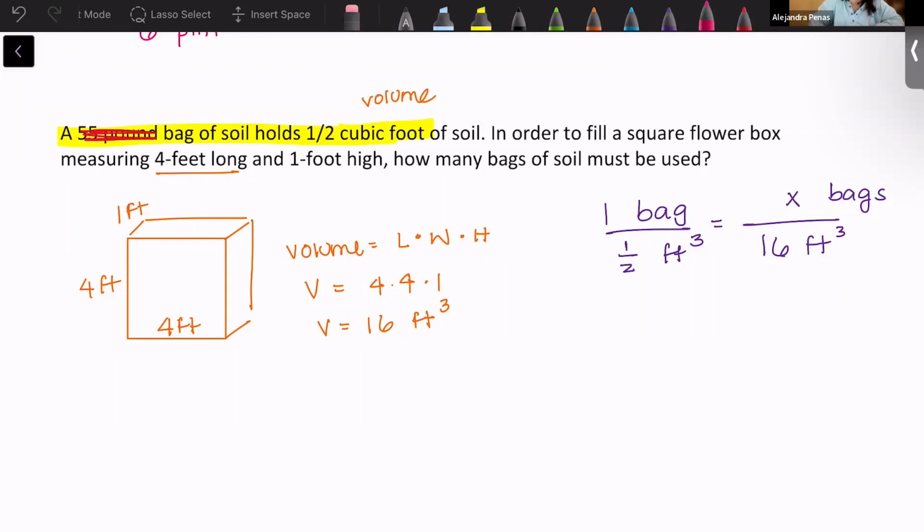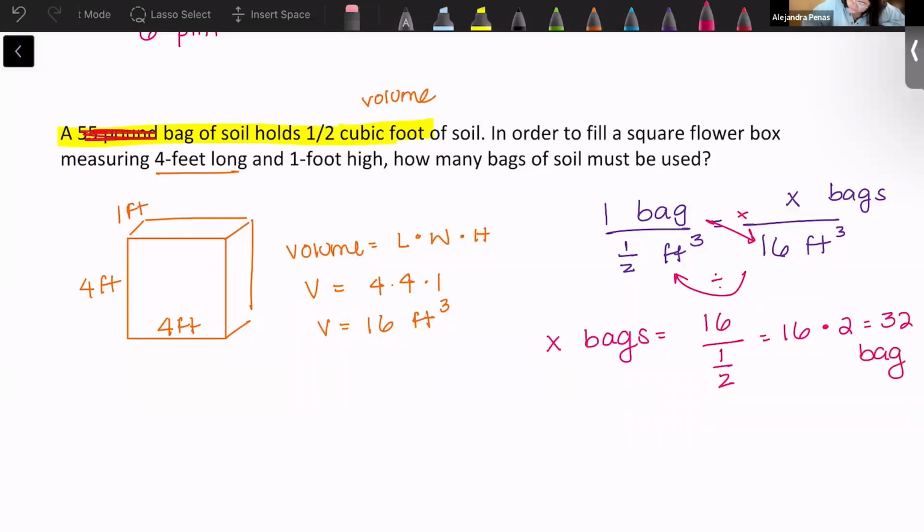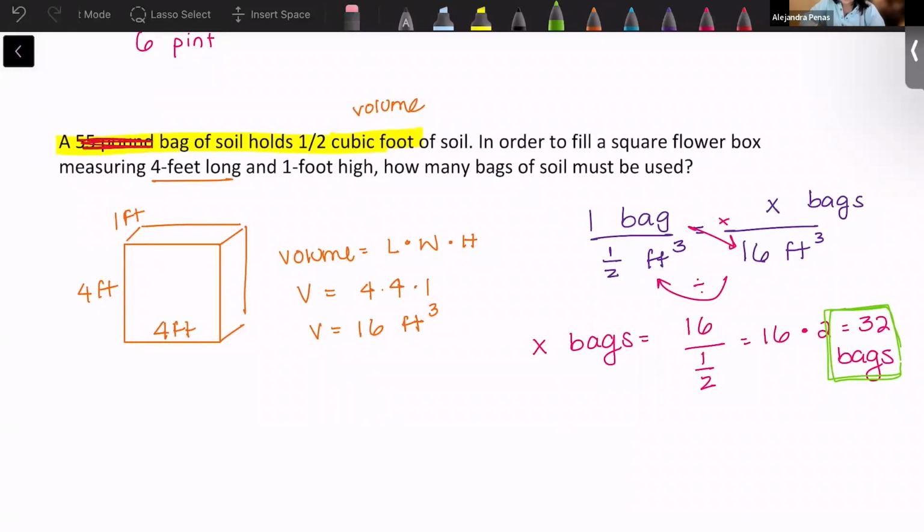So with our proportion, we're going to go ahead and cross multiply and divide. And yes, you do have the choice of changing that 1/2 into a decimal if you want to. It's going to be the same answer in the end. Personally, I think it's a little waste of time, but if you prefer working with decimals, that's fine. So the X number of bags would equal 16 times 1, everything divided by 1/2. Keep, change, flip. So you're going to need 32 bags. That's how many bags you're going to need for this flower bed.